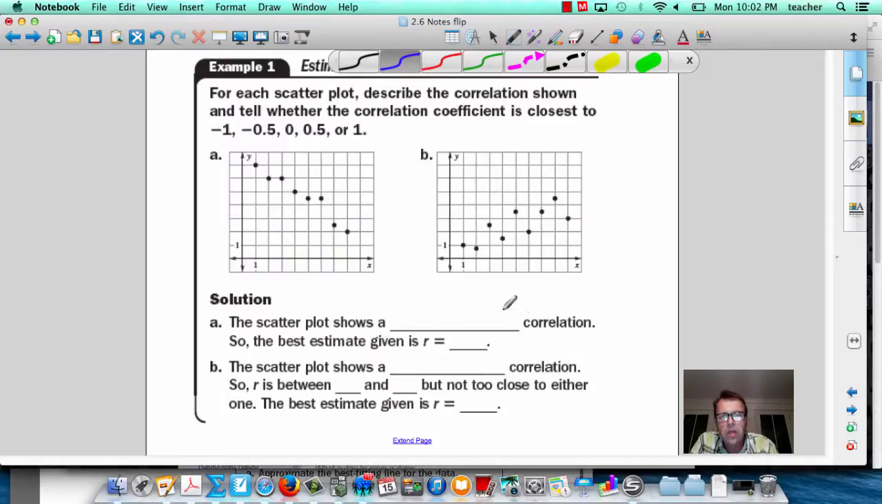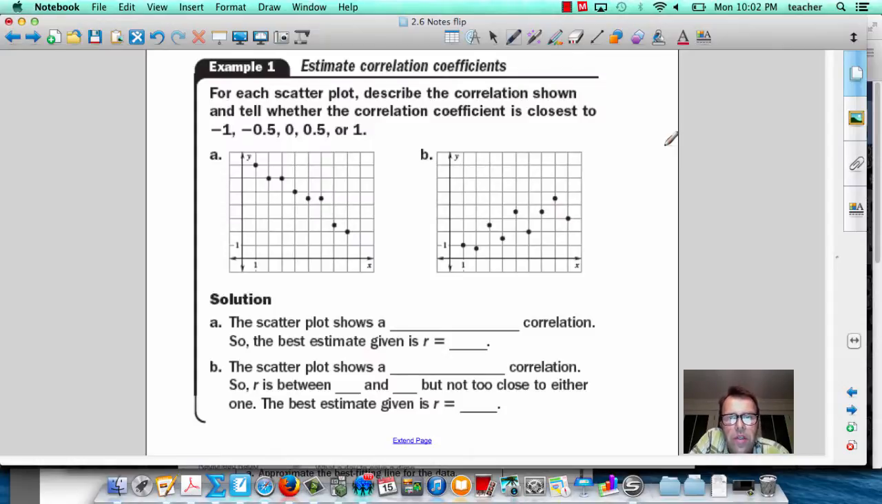So here we go. All right, example 1. For each scatter plot, describe the correlation shown and tell whether the correlation coefficient is closest to -1, -0.5, 0, 0.5, or 1. So those are your only choices. Again, remember that R could be anywhere from 1 to -1.